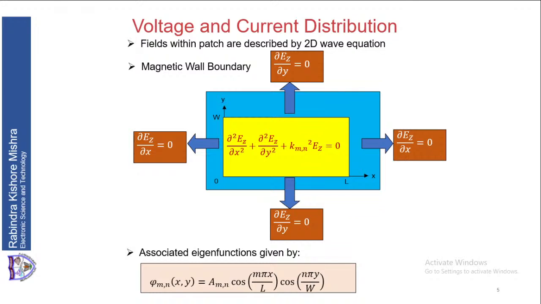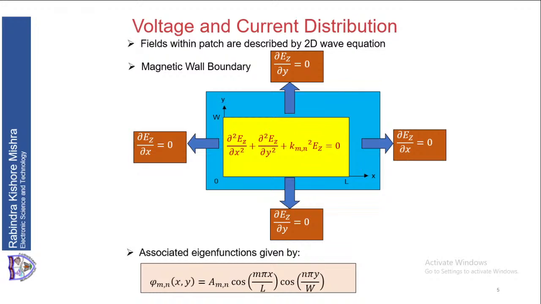Phi mn will be a function of x and y, because Ez is a function of x and y. So phi mn of x, y will be of the form Amn cosine of m pi x by L into cosine of n pi y by W. Where did I get this equation from? You remember the waveguide. In the waveguide for TE mode, the solution was of this form: E0 cos m pi x by L cos n pi y by W.